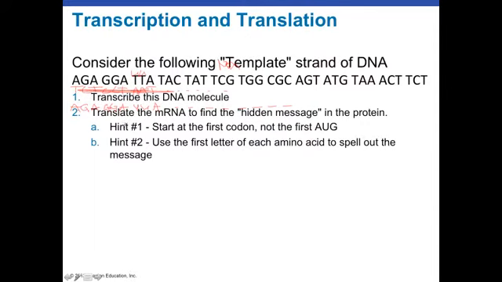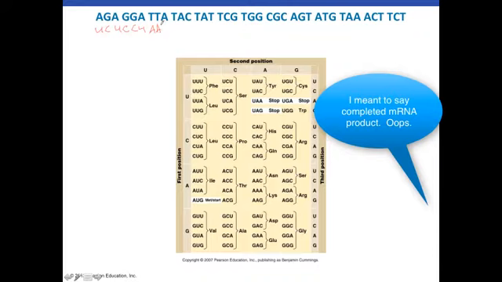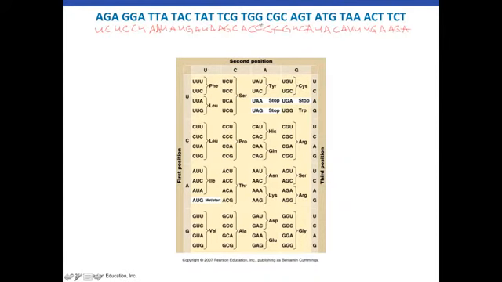But we're going to go with our template strand. So let me go to the next slide here and write in our template strand. Let's see, U, C, U, C, C, U, A. I'm just going to skip to the end, so next thing you'll see is a completed template strand. Okay, so here's our mRNA product, and now we're going to translate.